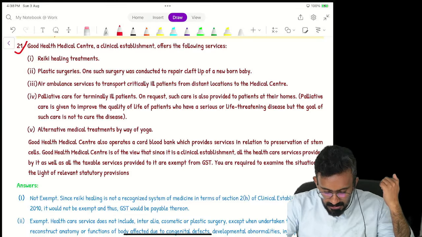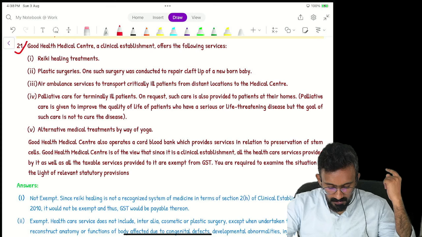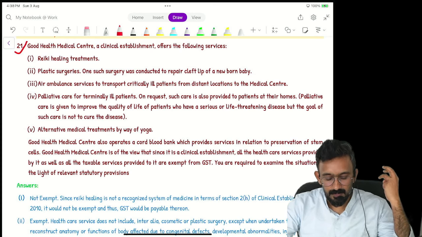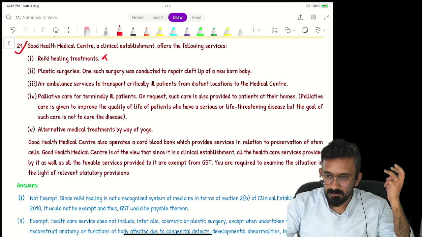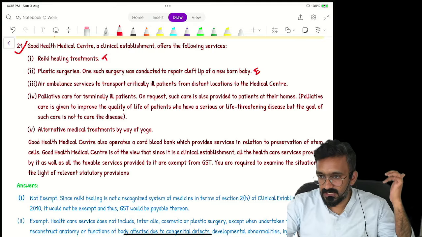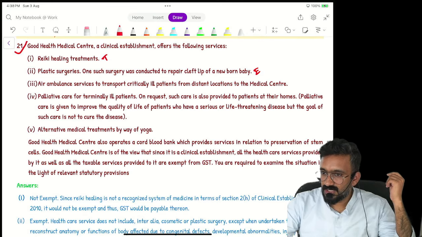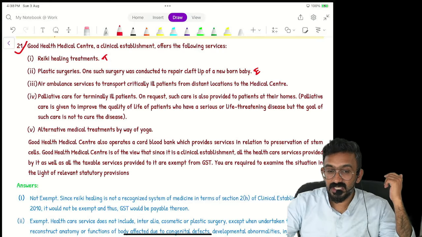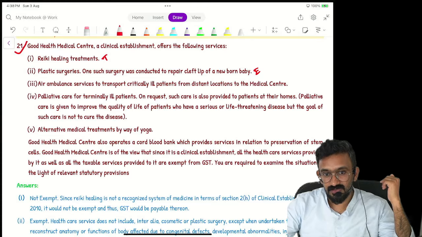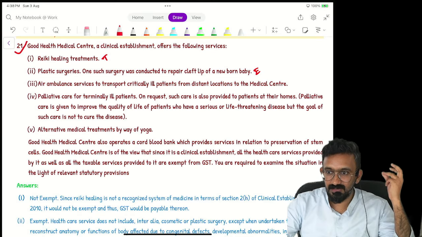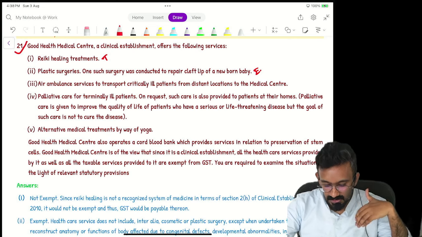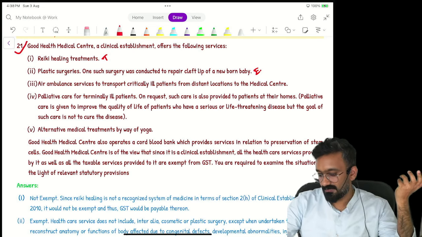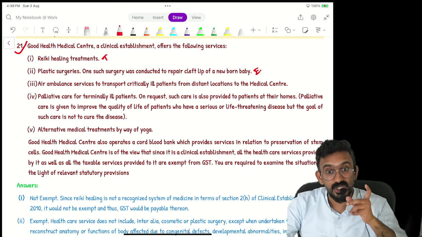21. Good Health Medical Center. A clinical establishment offers the following services. Reiki healing treatment. Taxable, not a recognized system. Plastic surgery. One such surgery was conducted to repair cleft lip of a newborn baby. Exempt because it's considered to be healthcare. It excludes hair transplant, plastic cosmetic surgery unless it is undertaken to reconstruct anatomy or functions of a body which was lost due to congenital defects, developmental abnormality, injury or trauma. This is how the wording is written. So it is part of healthcare because it is done to repair a cleft lip of a newborn baby. Newborn baby means it's a congenital defect.